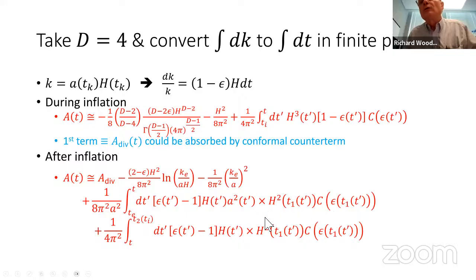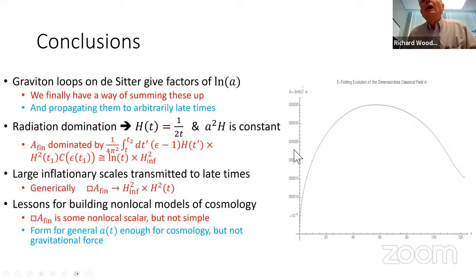And by the way, let's compare this with what it would have been if it had been exactly radiation dominated for all time. Then A would just be 0. Okay, so this is remembering the inflationary period, and it's transferring the huge scales of primordial inflation to arbitrarily late times. And that brings me to the end of the talk. So let me just give you my conclusions.